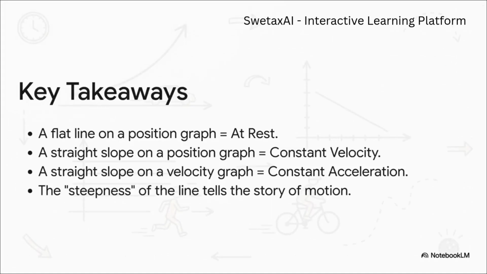So here's the whole thing in a nutshell. You see a flat line on a position graph? That object is at rest. You see a straight, sloped line on a position graph? That's constant velocity. And a straight, sloped line on a velocity graph? You guessed it, that's constant acceleration. At the end of the day, the whole story of motion is written in the steepness of the line.